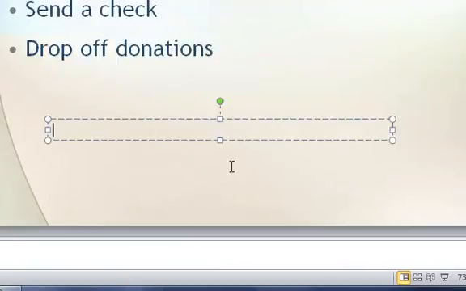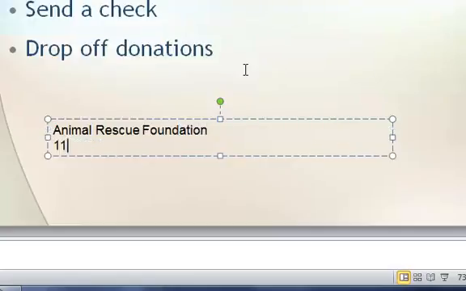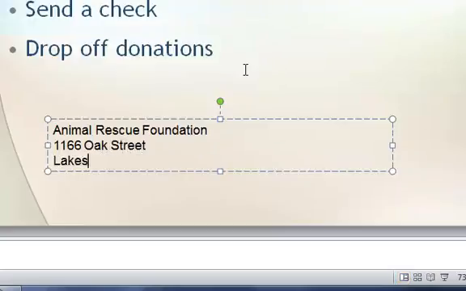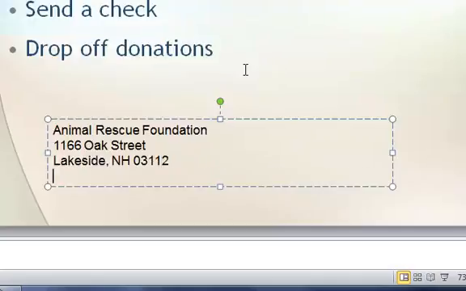And I'm going to type in the following information. This can be found on page 2.33. I'm going to call it Some Animal Rescue Foundation. Enter. 1166 Oak Street, Lakeside, New Hampshire 03112. Enter. Parentheses 603, 555-1313.